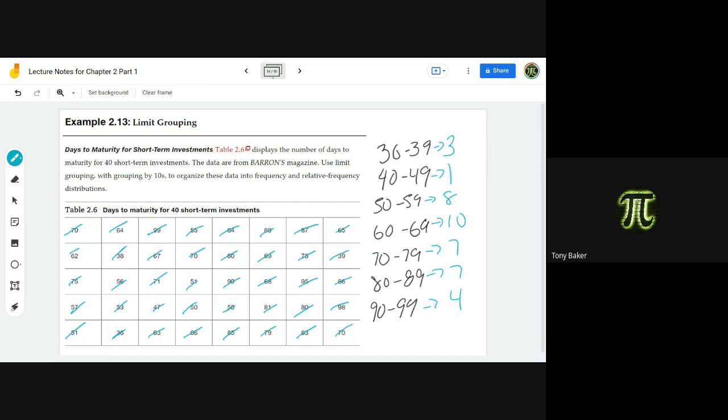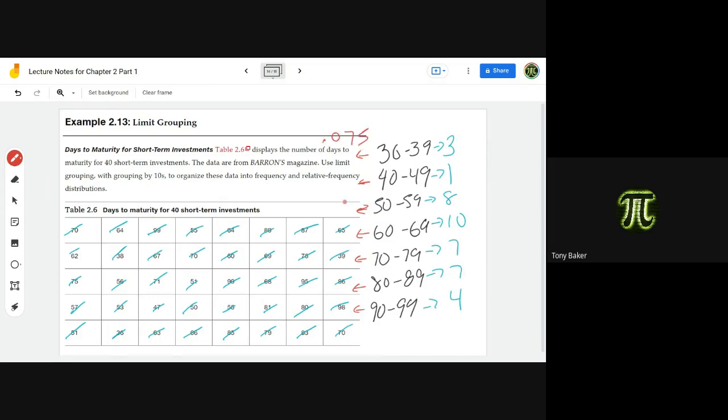All right. Is that a frequency distribution or a relative frequency distribution? Frequency. How do I get the relative frequency? Divide them all by 40. And I'll just do it. Sorry. All right. What's 3 divided by 40? Okay.